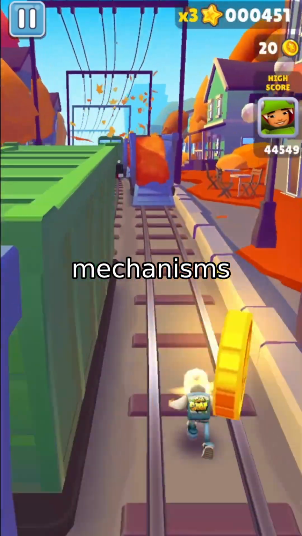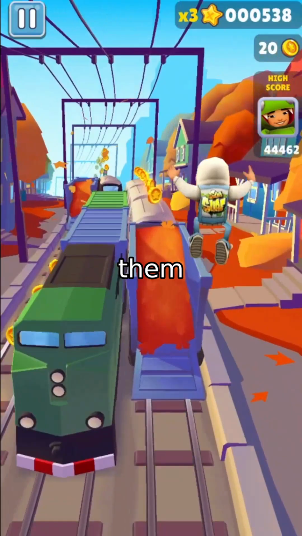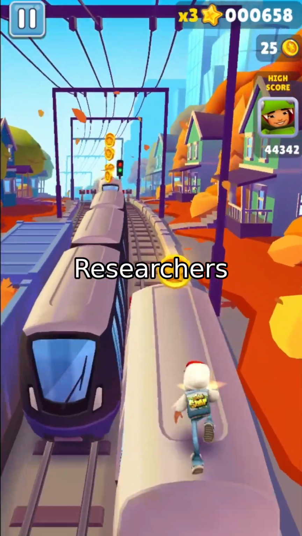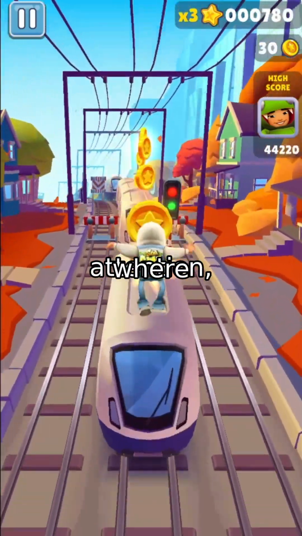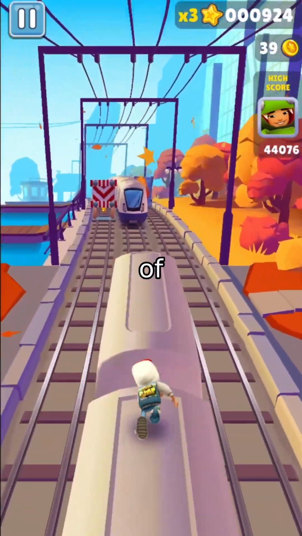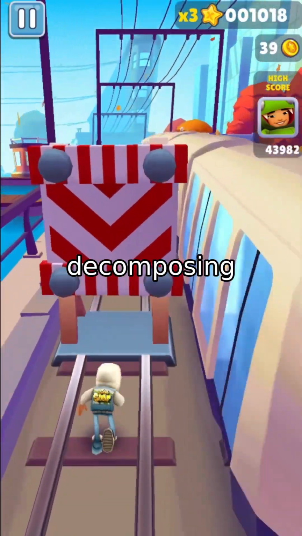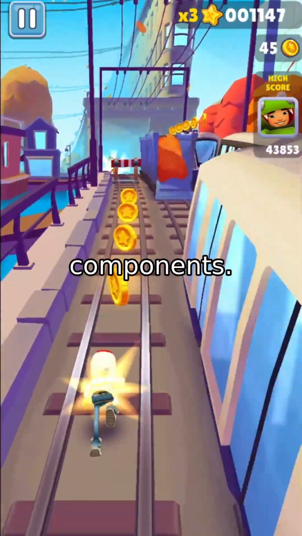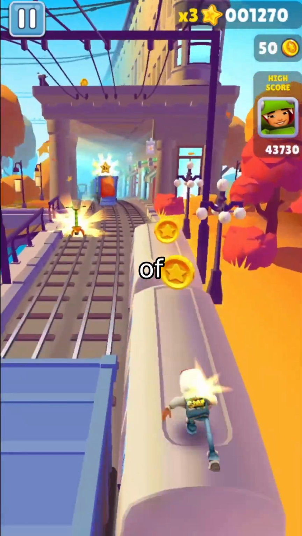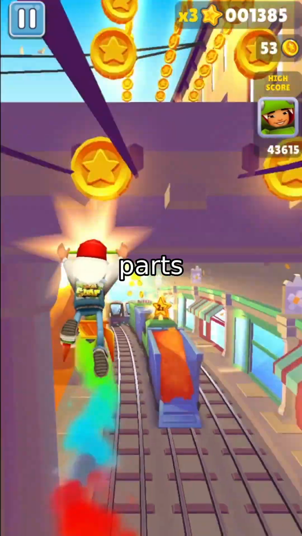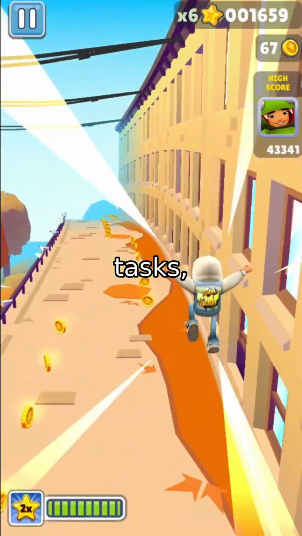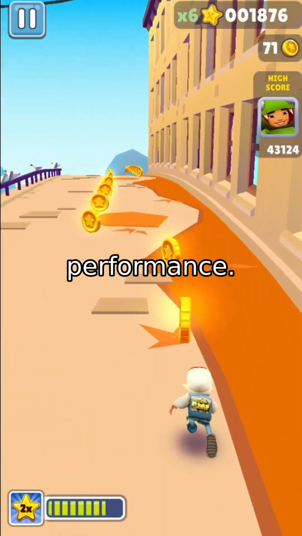Traditional dense attention mechanisms have quadratic complexity, making them impractical for long sequences. Researchers have tackled this with sparse attention, where each token only attends to a subset of others, or with factorized attention, decomposing the attention matrix into smaller components. Another breakthrough is the mixture of experts (MOE) approach, where different parts of the model specialize in specific tasks, reducing compute costs while maintaining performance.